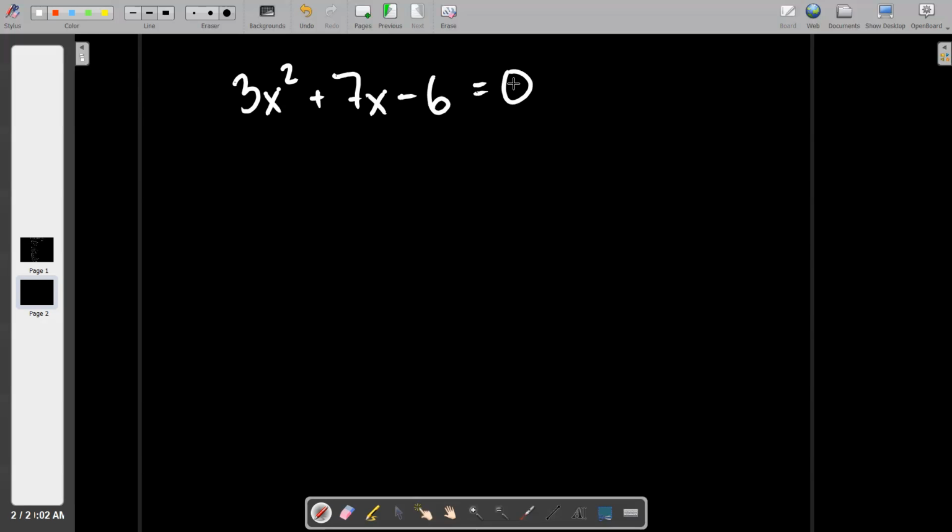So I went ahead and just made this one equal 0 since it's our first sort of journey into the harder ones. So we don't have to worry about moving anything to one side. We're set. We got it equal to 0.